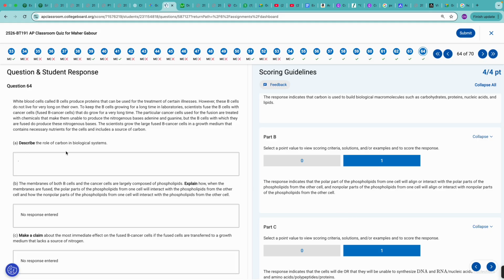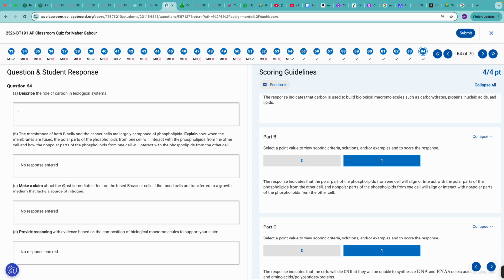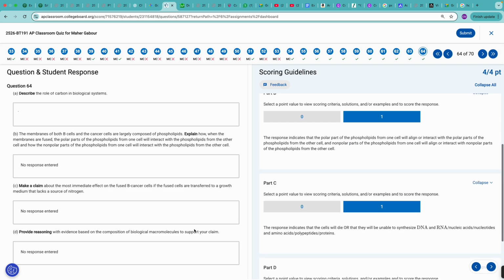Okay. And part C, make a claim about the most immediate effect on the fused B cancer cells if the fused cells are transferred to a growth medium that lacks a source of nitrogen. Okay, I hate reading questions. Lacks a source of nitrogen. It won't be able to synthesize DNA or RNA because nitrogen is a part of nucleotides. You don't have nitrogen, you don't have nucleotides.